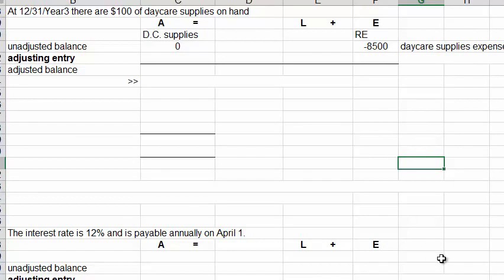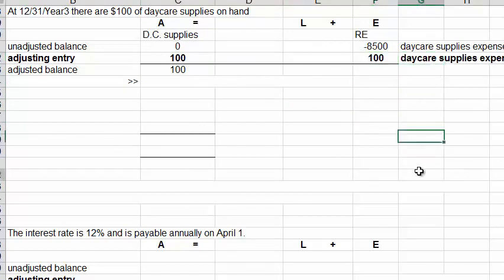You start by saying, well, what should be the correct balance? What do we want to have in the daycare supplies account when we're all done? Well, $100. So you know what you need to do, and the adjusting entry has to balance. In this case, you know you have to increase daycare supplies by $100 in order to get the correct ending adjusted balance in that account. The only thing that's going to balance that entry is a positive under retained earnings of $100.